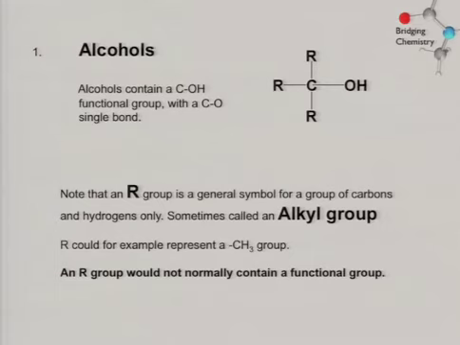So R, for example, could be a CH3 group, it can be an H, it could be a CH2, CH2, CH2, CH3 group, it could be all sorts. But the key important thing is that it won't tend to have a functional group somewhere in it. It'll just be carbons and hydrogens. Yeah? So that's an alcohol. We're going to come back to alcohols a lot.